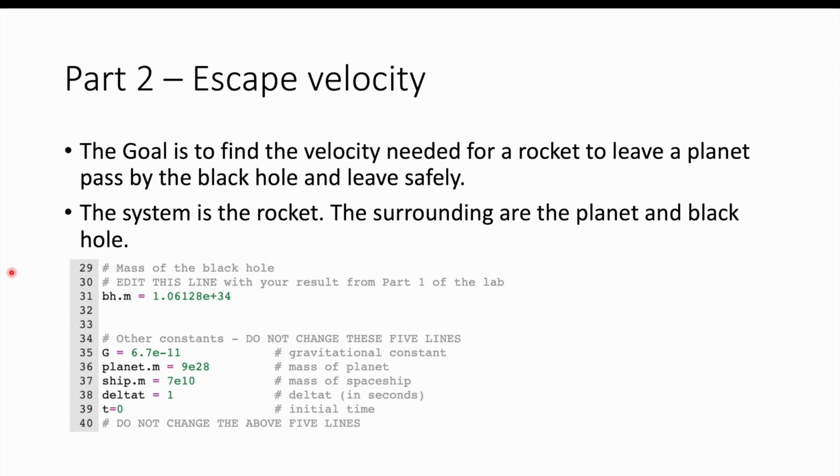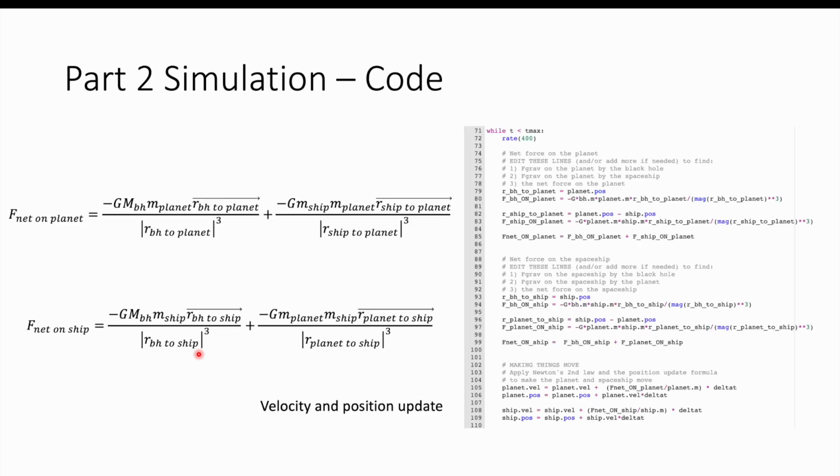So for part 2, we had to find the escape velocity. The goal is to find the velocity needed for a rocket to leave a planet in orbit around the black hole, pass by the black hole, and leave the system safely. So the system is the rocket, and the surroundings are the planet and the black hole acting on it. As we can see, there are the initial conditions here: the mass of the black hole that we previously found, the mass of the planet, the ship, timestep, gravitational constant, etc.